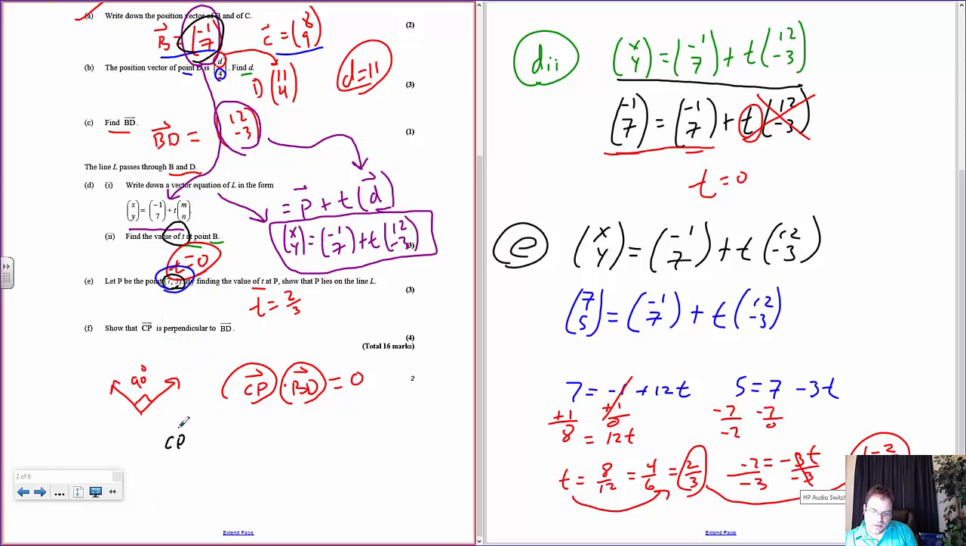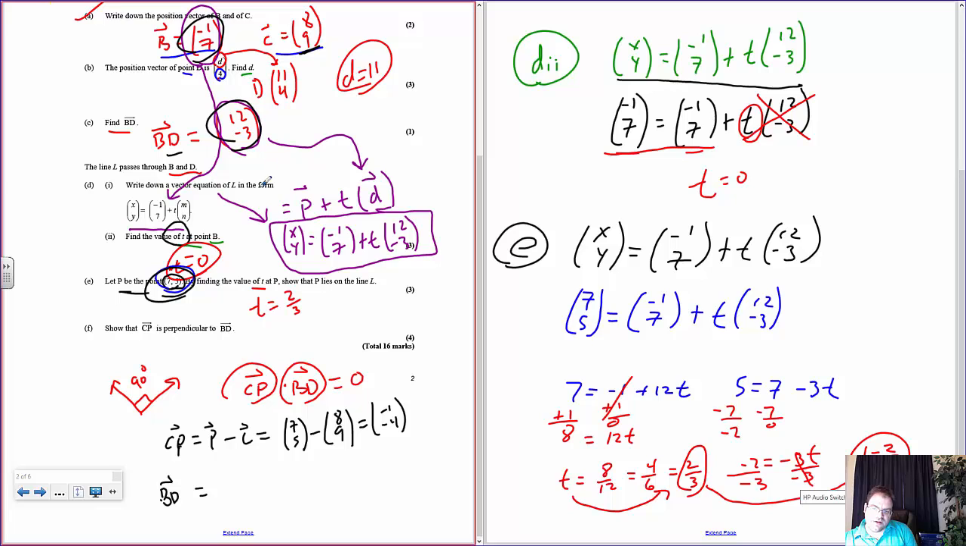So CP is P minus C. And P we just found is 7, 5. They tell me that in this question. So it's 7 and 5. And C, if I go back up here, it says it's 8 and 9. I already know that. So 8 and 9. So 7 minus 8 is -1, and 5 minus 9 is -4. That's what CP is. Let's find BD, the other one.